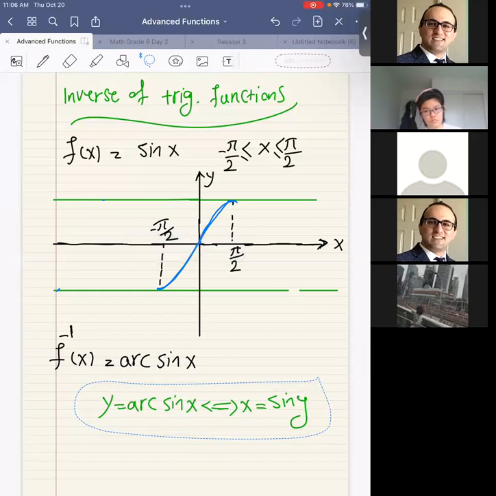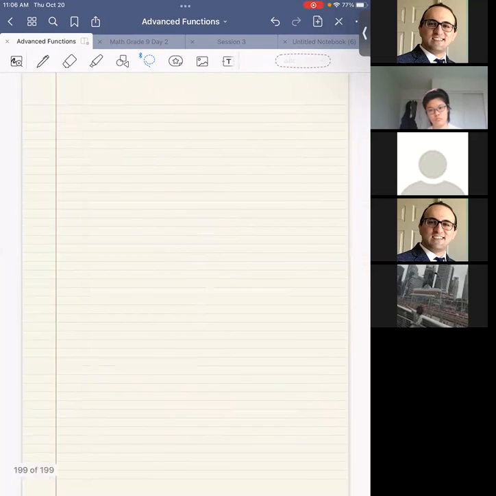So for instance, we know that sine of 0 is 0. So arc sine of 0 is also 0. Sine of pi half is 1. So arc sine of 1 would be pi half. And sine of negative pi half is negative 1. So arc sine of -1 is -pi over 2. So you can make a table of these values.